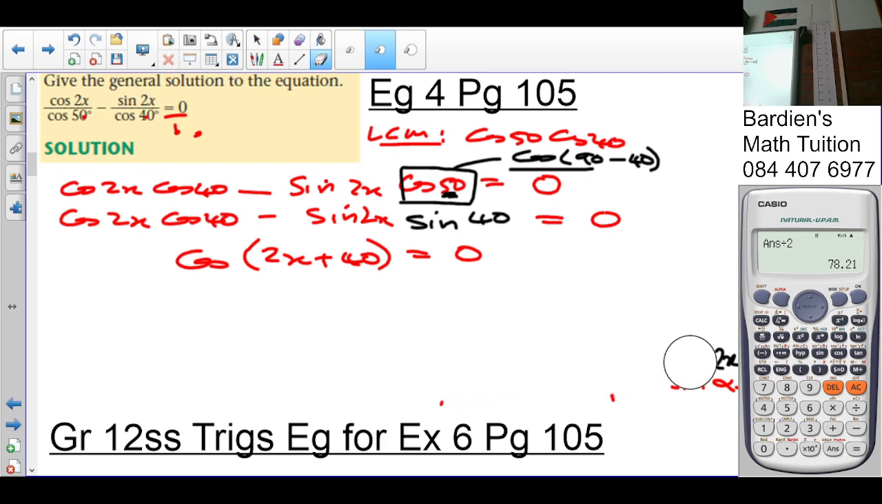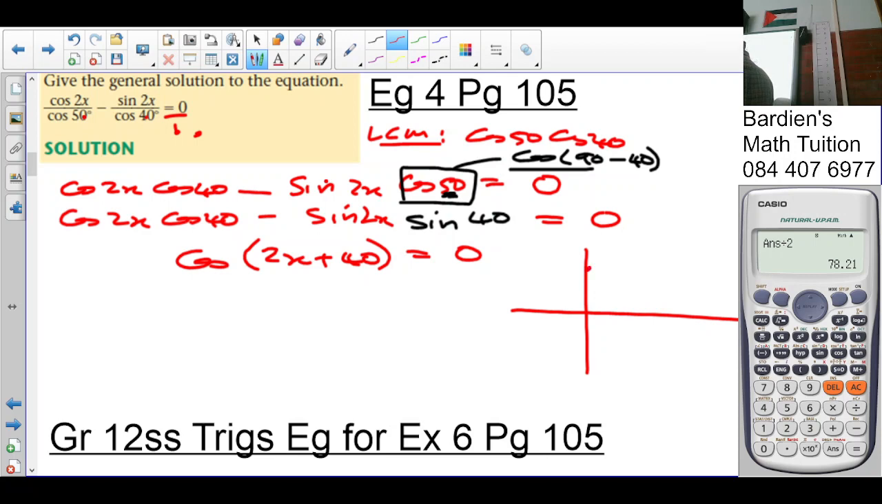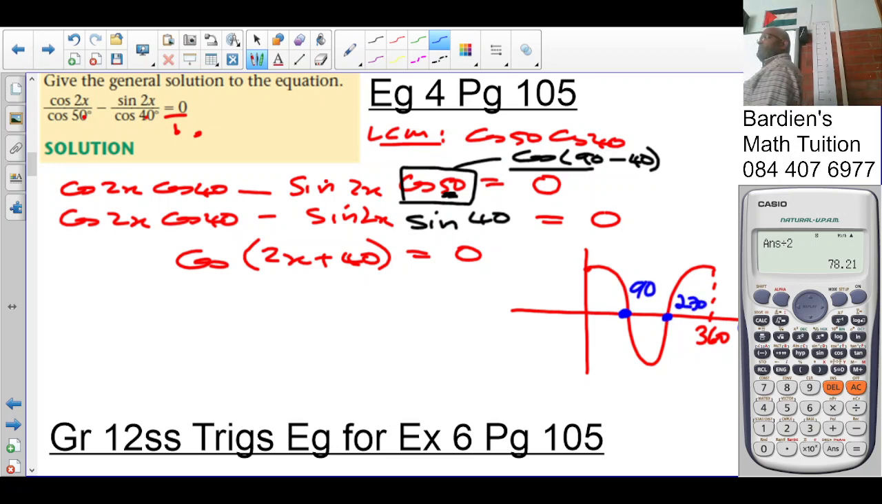So what do I do now? I work out my reference angle. Or because it's 0, 1 or minus 1, one of those values, I take it to the graph. I know some of you do it without the graph. I just feel safer with the graph, okay? This is the cos graph. That's normally 360 degrees on the cos graph. Now, where is the cos graph equal to 0? Where is y equal to 0? At 90 degrees and 270. Can you see that?